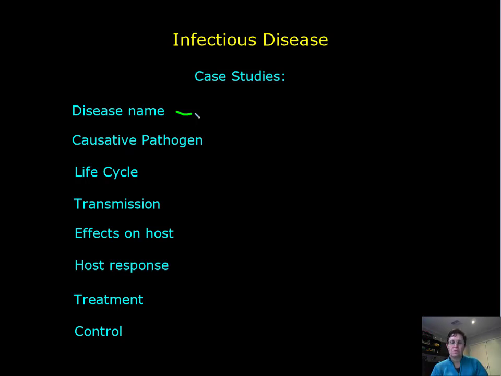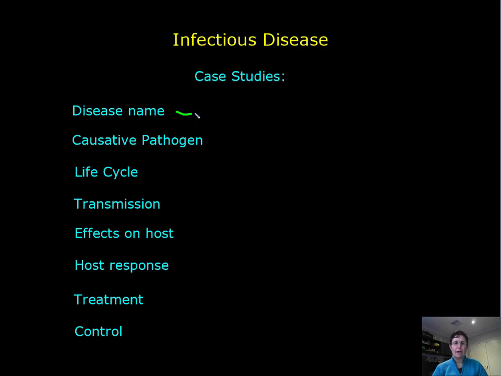The method of transmission is what it takes to get it from one host to another. So, for example, using malaria again, the transmission is through the female Anopheles mosquito injecting saliva containing the protozoa, which was the causative pathogen. In that case, the causative pathogen is something called Plasmodium falciparum or other species of Plasmodium protozoa.